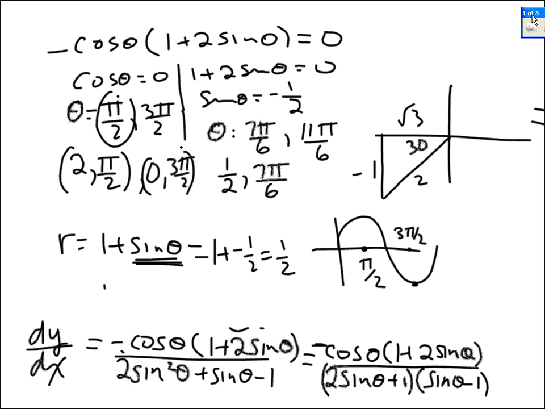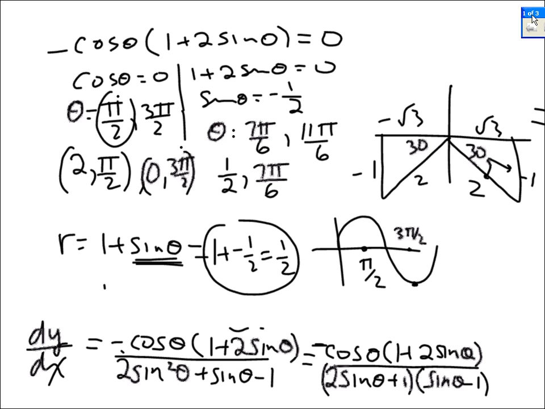What about at 11 pi over 6, right here? Well, that's still 30. We get negative 1, square root of 3, and 2. The sine is negative 1 over 2. So you get 1 plus negative 1 over 2, which again is a half. So we have a half, 11 pi over 6.